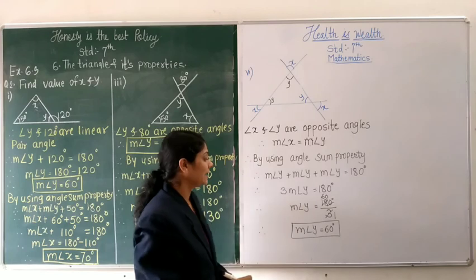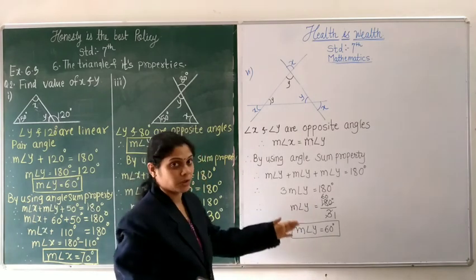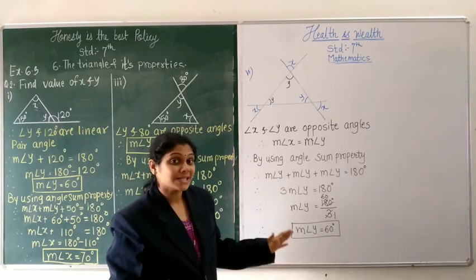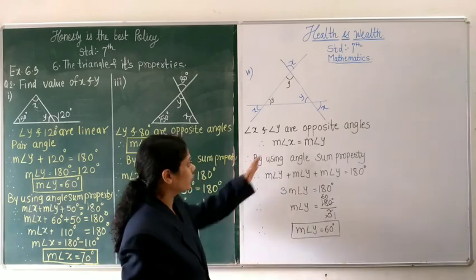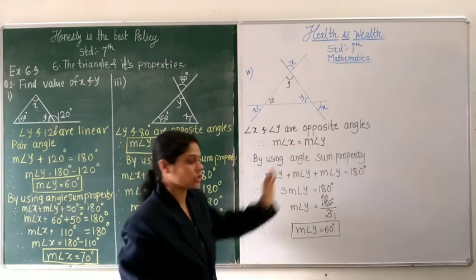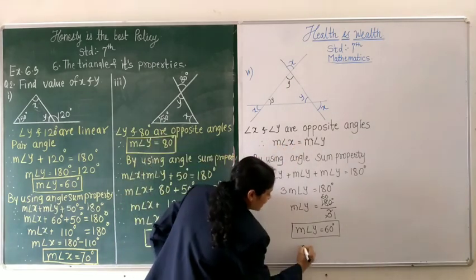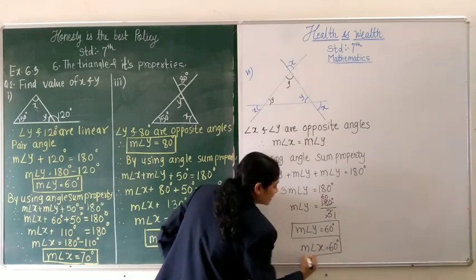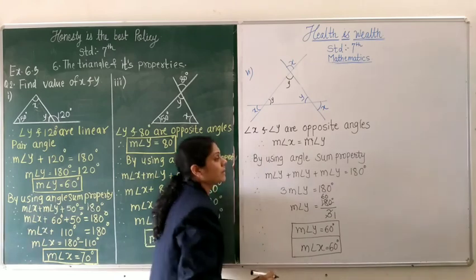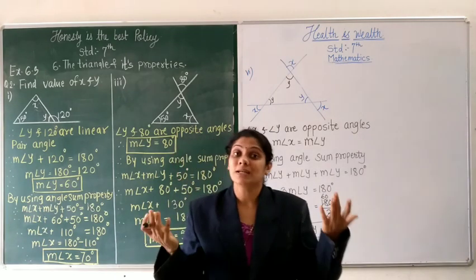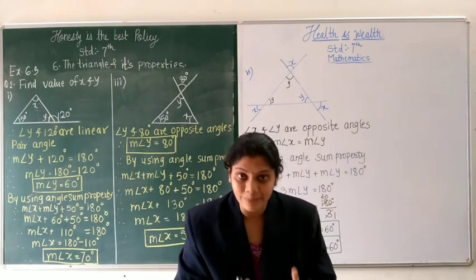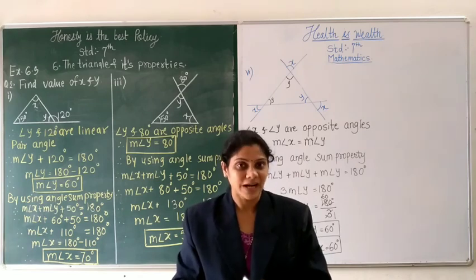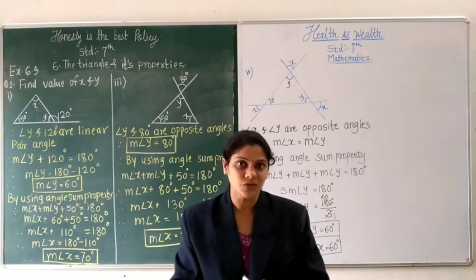So like that, I can find out the value of y. But what is the value of x? Already we have written here that measure of angle x is equal to measure of angle y. So like that, measure of angle x is also 60 degrees. So in different ways, by using different properties at a time, we can find out the measurements of angles of a triangle.